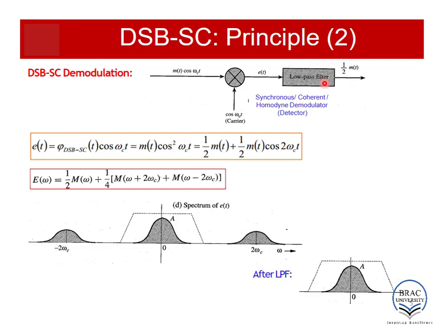So let's see what is happening in terms of mathematical equations. Our e(t) signal is the multiplication of the modulated signal and the carrier signal.